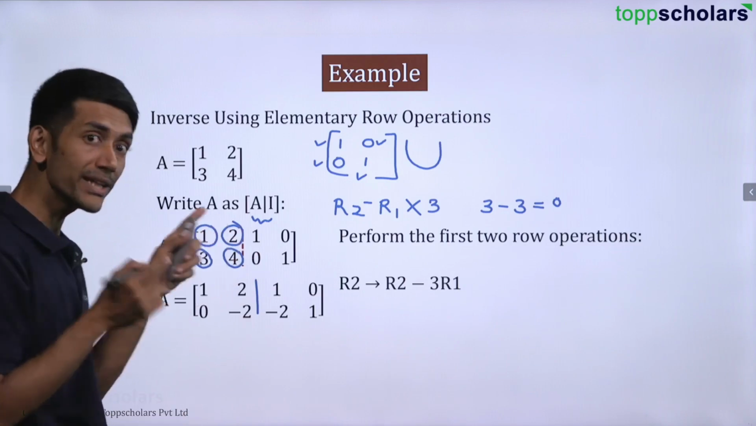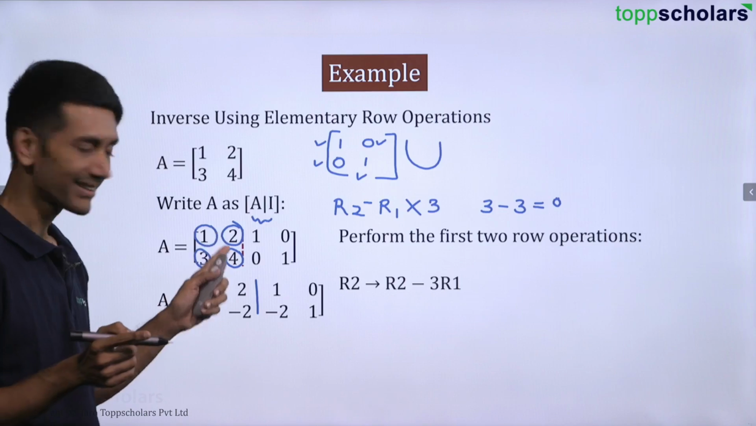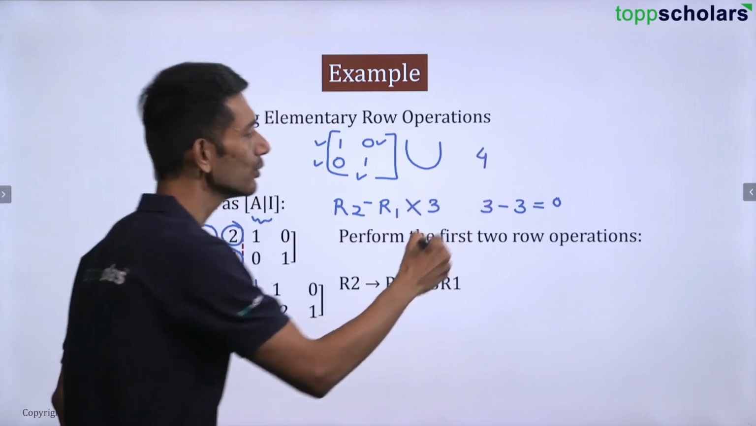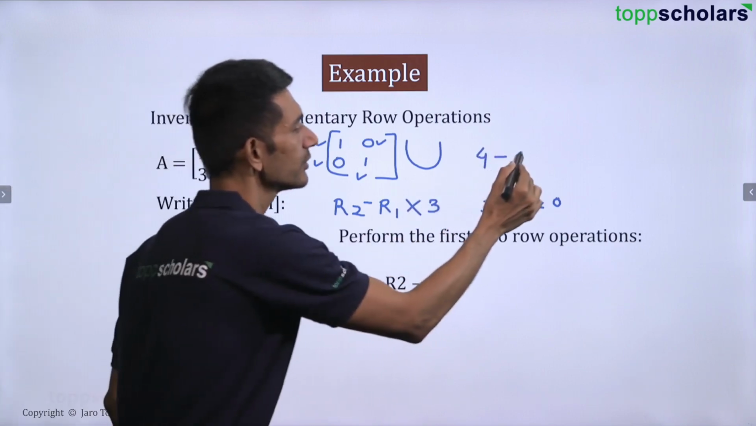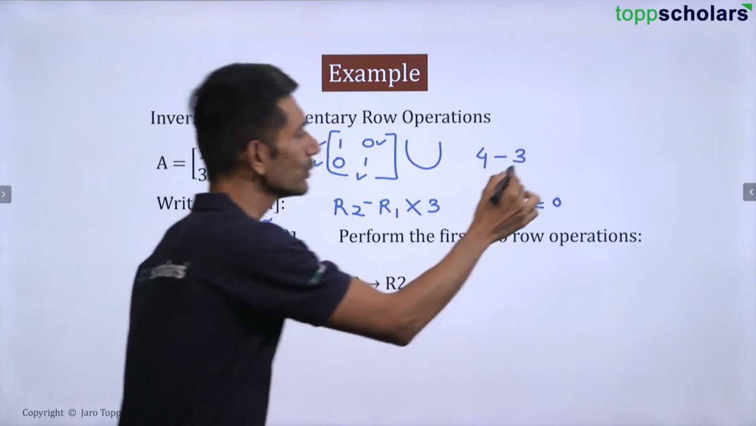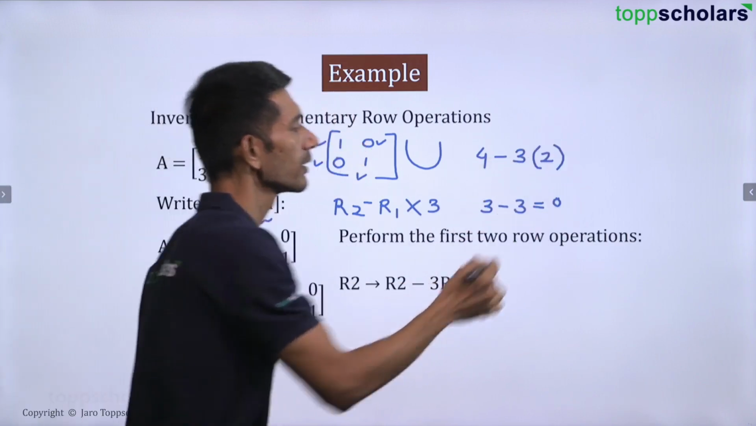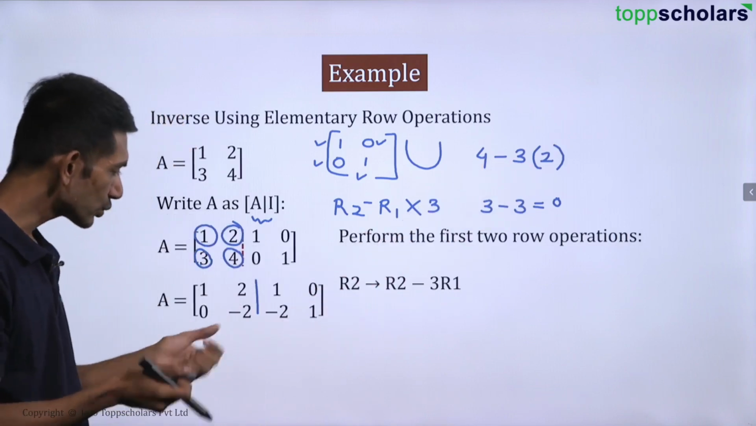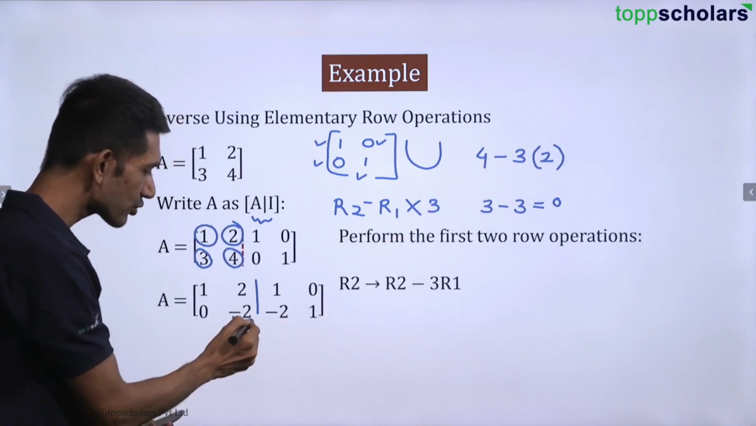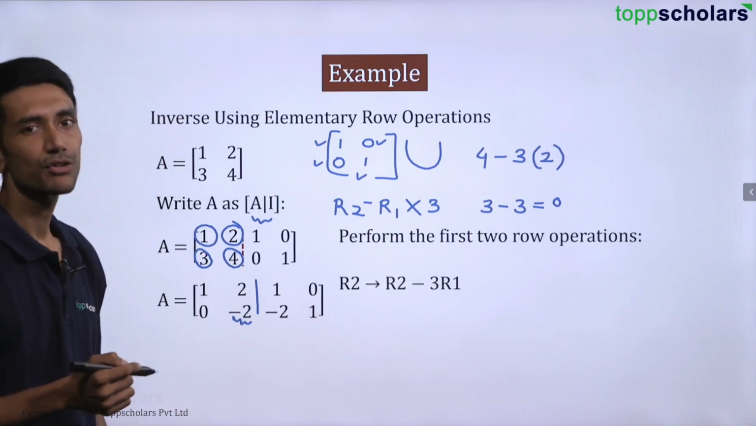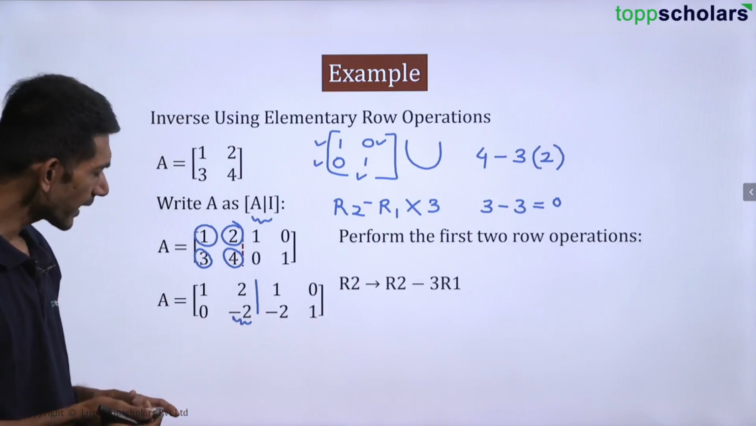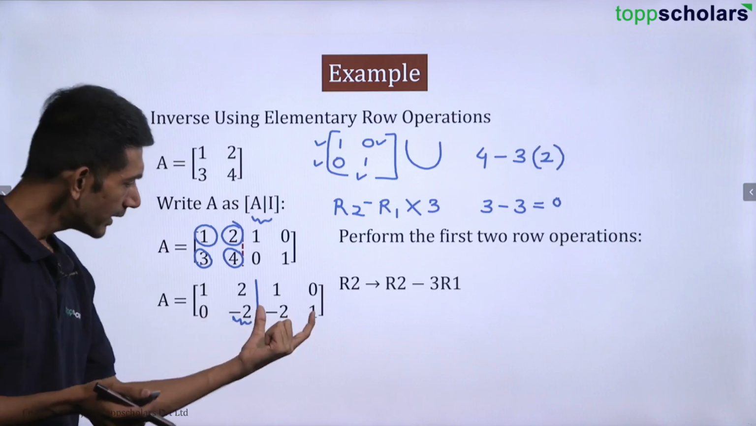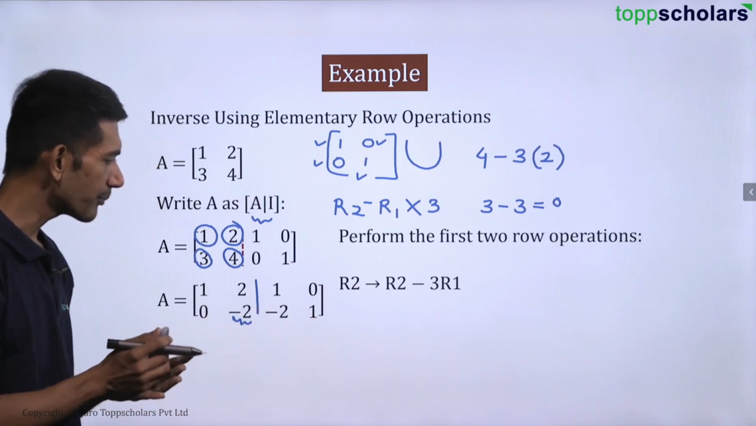But this is R2, this is also R2, this is also R1. So I need to do it here also. Don't forget to do it here. So 4 R2 minus 3 R1 is 2. So 4 minus 3 into 2, 4 minus 6 is how much? Minus 2. That is why we have minus 2 here. I hope this part is clear, right? Now understand, here how did minus 2 and 1 come?